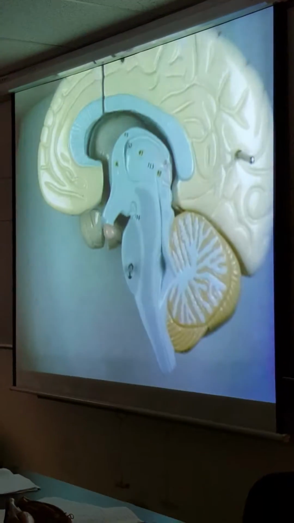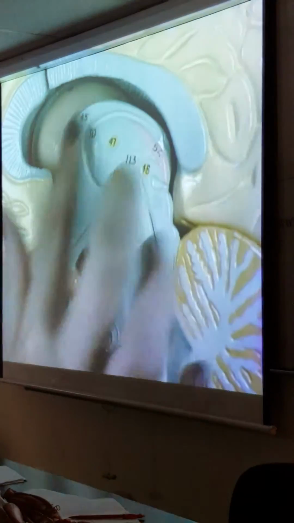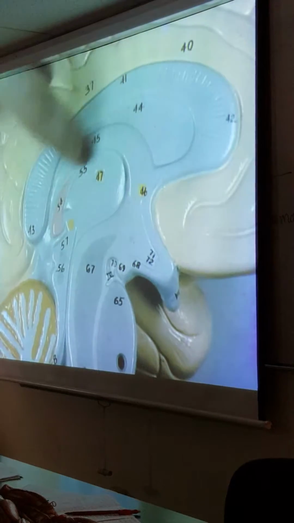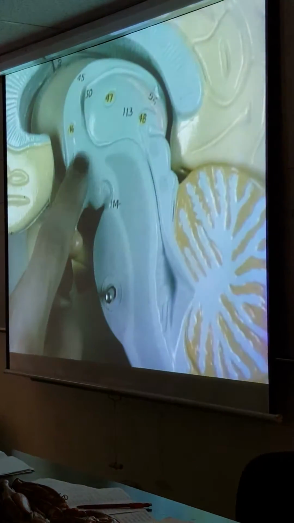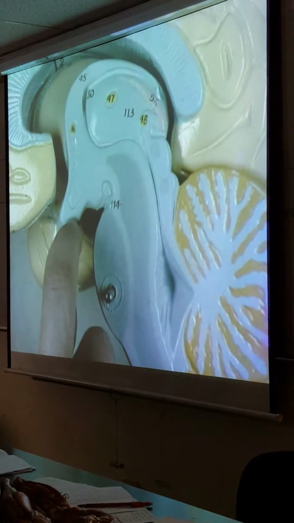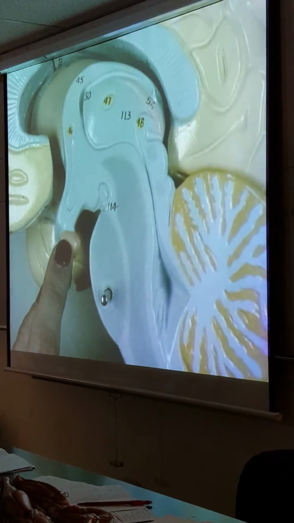All right, the next major part of the brain is the diencephalon, and it has two halves. You can see one half here, and then the other half is here on the opposite side. The diencephalon is made up of three parts. We have the hypothalamus here, which is connected to the infundibulum and then to the pituitary gland. And we'll talk more about that in the endocrine system.